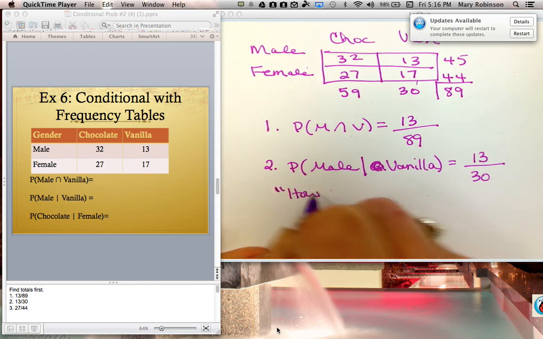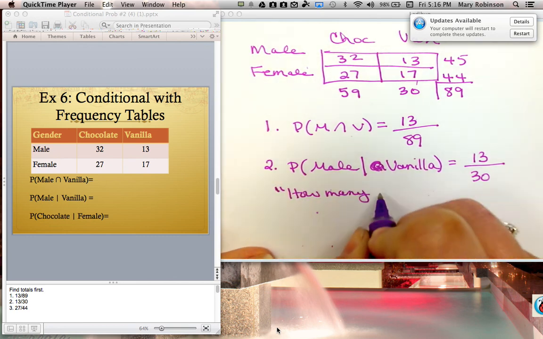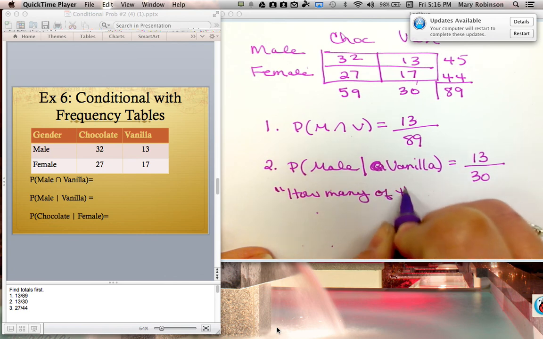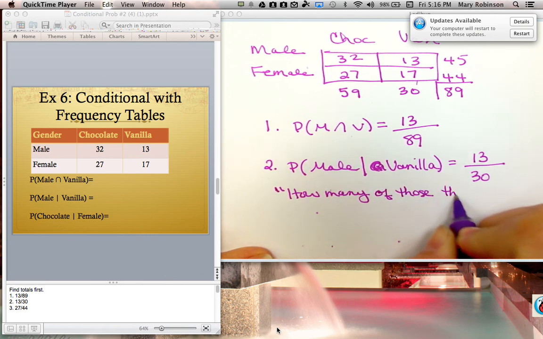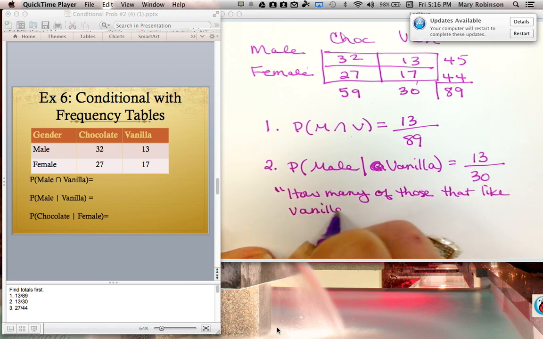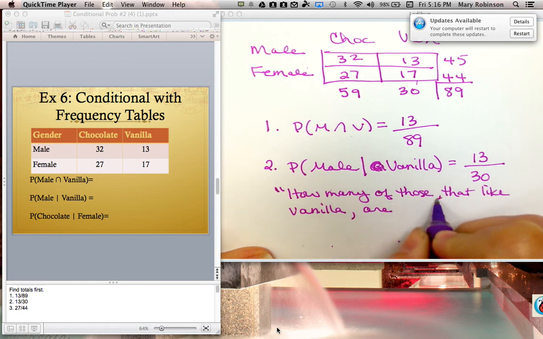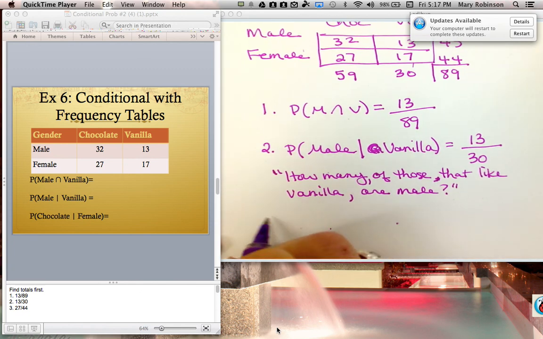So I'll actually write that out and how you would interpret it. How many of those that like vanilla are male? And that's 13 out of the 30.